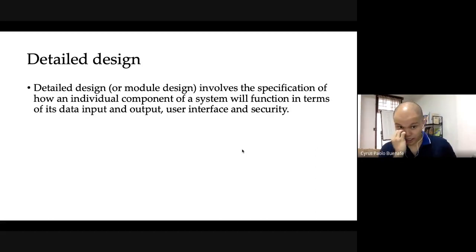Okay. Now, a detailed design, or another term for detailed design, is module design. It involves the specification of how an individual component of a system will function in terms of its data input and output, user interface, and security. All right, so it's really just the opposite of your outline design. Module design is more specific, more detailed, and it focuses on a component of a system.